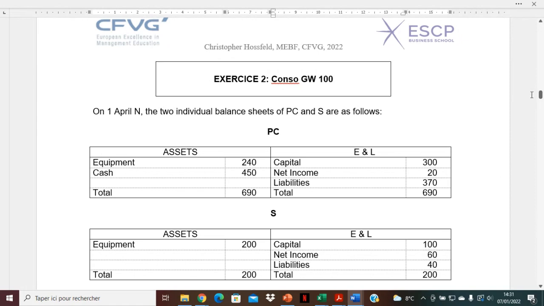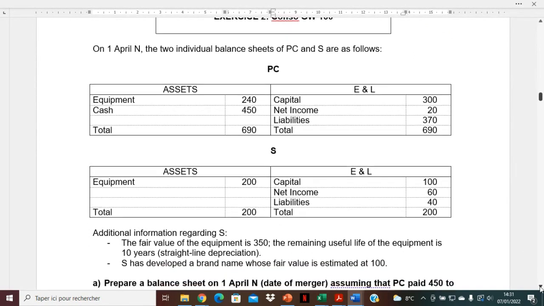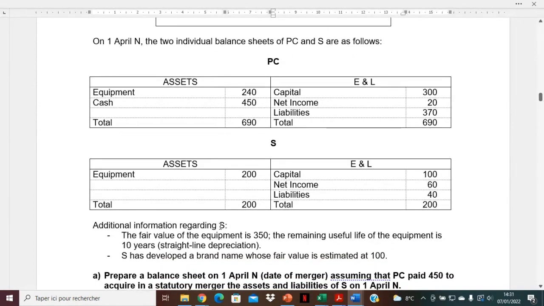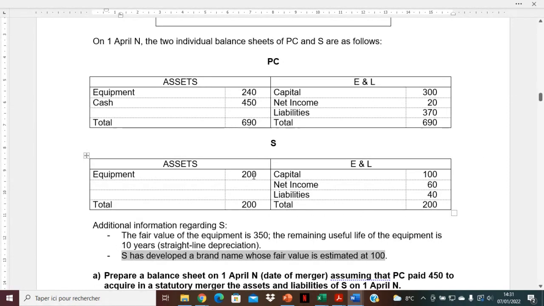And same thing on April 1st. We have the 2 individual balance sheets, and you see these are the same balance sheets that we had in the exercise number 1. But now we have some additional information regarding S. For example, we know that the fair value of the equipment is 350 for the first information. And also S has developed a brand name whose fair value is estimated at 100. And as we can see here in the balance sheet of S, this brand name is not accounted for.